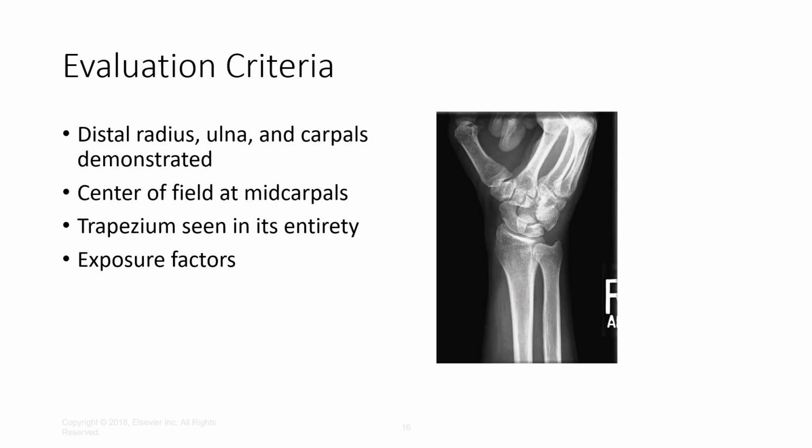Assuming this is done correctly, again, you'll see at least 1/3 of the distal radius and ulna, all the carpal bones, at least to the mid-metacarpal area. This is actually a good 45-degree lateral oblique wrist. You can see that the metacarpals are slightly superimposing, especially in here because the wrist is at a 45-degree angle.